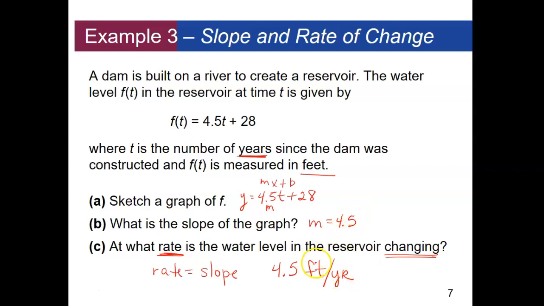Okay, so when you do this, because slope is your change in the y's over the change in the x's, you want to use the units for the y's, and you're going to divide that by the units for the x's. Okay, so in this case, my x was represented by a t, so that would be the years, and the f of t is like the y, and so that's going to be the feet.